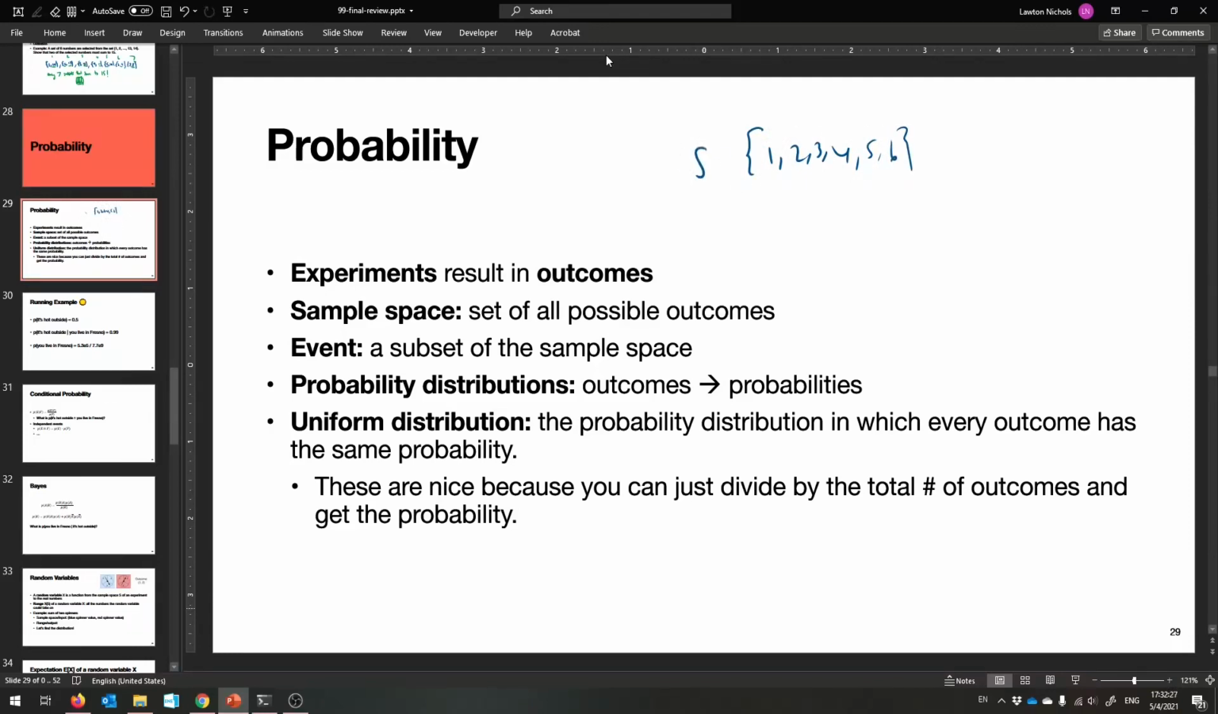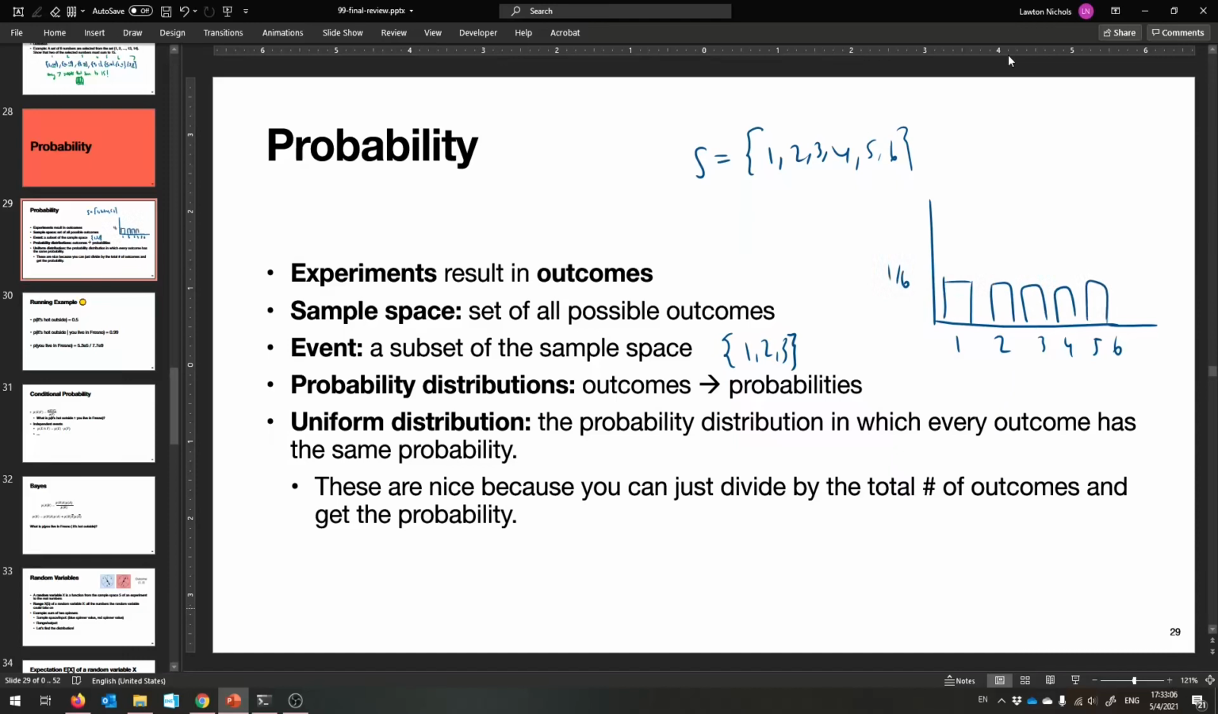Let's call it S or something. Okay, that is the idea. And an event is something that you're hoping to happen. Like, I want to roll a small number, 1, 2, or 3. That is just a subset of your sample space. That's all. And then you can have probability distributions, which take each outcome to the probability that that outcome will occur. Okay, so if you want to roll a 1, a 2, a 3, a 4, a 5, and a 6, if you had a normal die, your probability would be the same. It would be all 1/6, right?